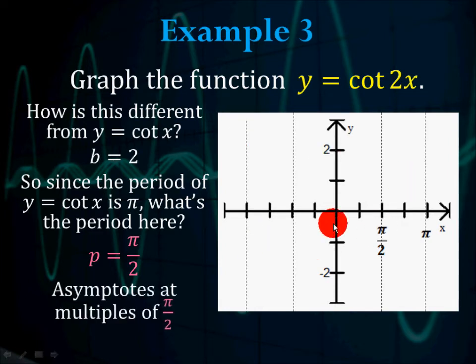You're going to have an asymptote at 0, pi over 2, pi, negative pi over 2, negative pi. And then you're going to graph it by going down. So you can see this curve is going to hit 0, halfway between 0 and pi over 2, halfway between pi over 2 and pi, and it's going to go from high to low. And this isn't quite the best graph, but if you do it on Desmos, it'll be clearer.